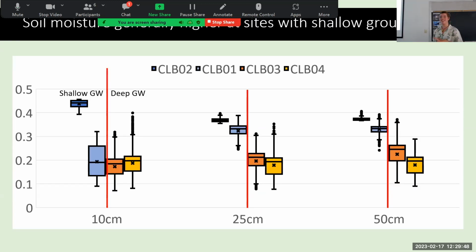And just to really bring it home, the soil moisture is generally higher at sites with shallow groundwater. So on the left side of the red, these blue box plots are showing the two shallow groundwater locations. And you can see that they're generally higher, so the soil moisture is higher versus on the other side, generally pretty dry.